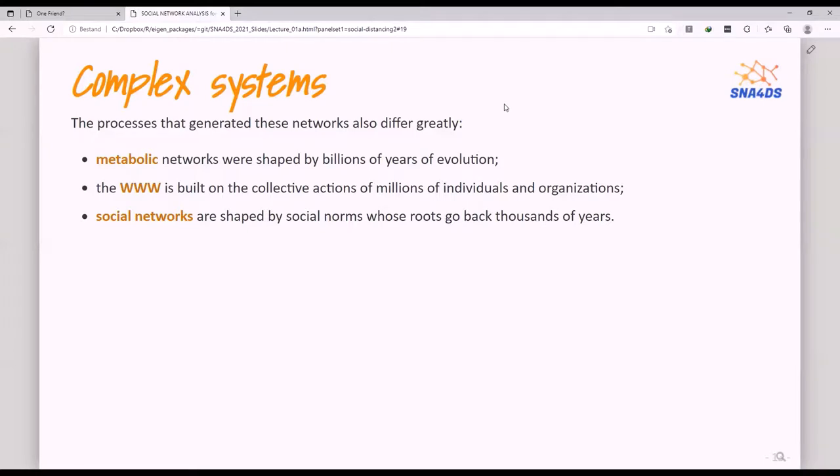So these three different networks have a very different history: billions of years ago, thousands of years ago, or just a decade, the World Wide Web. Well, actually the web started earlier, but most of what the web is right now is due to how we interacted with each other over the last decade. And every day we're still actively changing it and growing it at an incredible speed. So you would expect those networks to be very different from each other, and to be governed by very different systems.